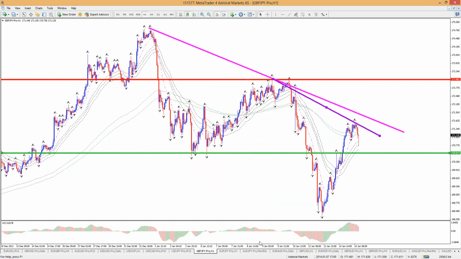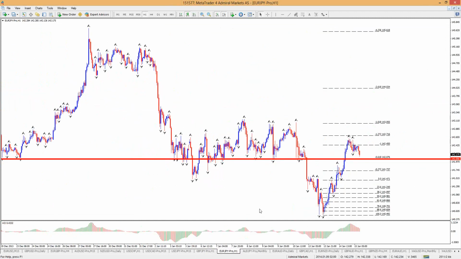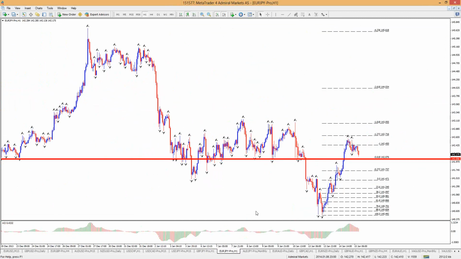It's like the dollar yen a bit. I don't like this one. I would rather wait for a break, after maybe a triangle, either way. Euro yen probably looks the same. Yeah, Euro yen looks the same as well.